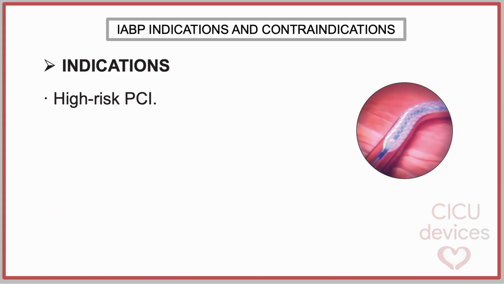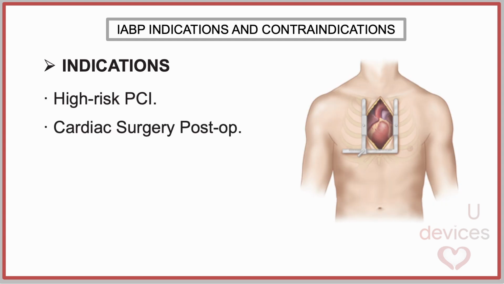Similarly, it may be beneficial in high-risk percutaneous coronary intervention where transient hemodynamic instability is anticipated, such as in complex left main or multivessel disease, or in patients with severely reduced left ventricular ejection fraction. In the postoperative setting, the IABP can be used to support patients with low cardiac output syndrome following cardiac surgery, especially after coronary artery bypass grafting, valve replacement, or combined procedures, where transient myocardial stunning or graft occlusion is suspected.